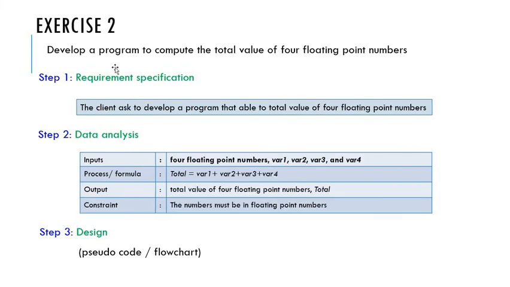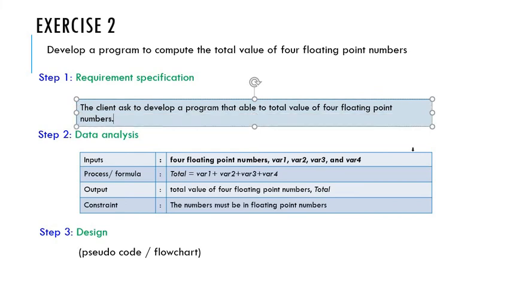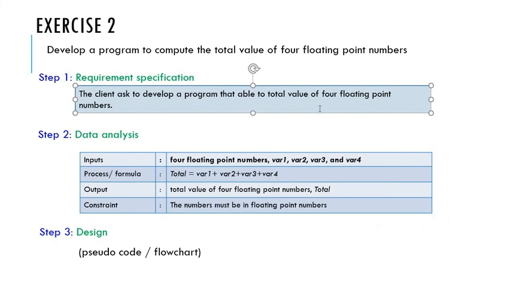This one is exercise 2. In exercise 2, the client asks you to develop a program to compute the total value of 4 floating point numbers. So this is the requirement specification. This is an example of the sentence: the client asks to develop a program that is able to total the value of 4 floating point numbers.